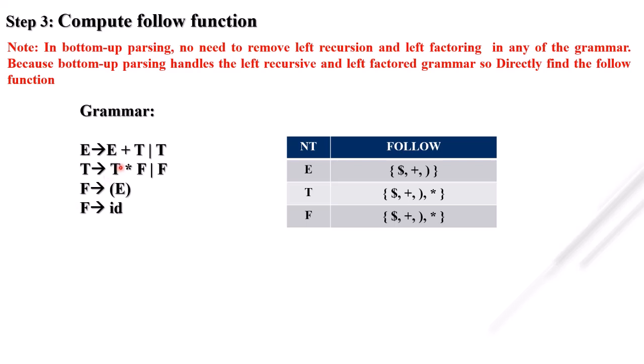The next non-terminal is capital T. Where is capital T? Here and here. On the right hand side, T is followed by nothing. When nothing follows, then we have to copy E's follow into T. What is the follow of E? Dollar, plus and closing bracket. We have to copy it into T. I already copied dollar, plus and closing bracket. Next, where is T? Here. What is the follow of T? This star. So I have to write the star here. So we found the follow of E and T.